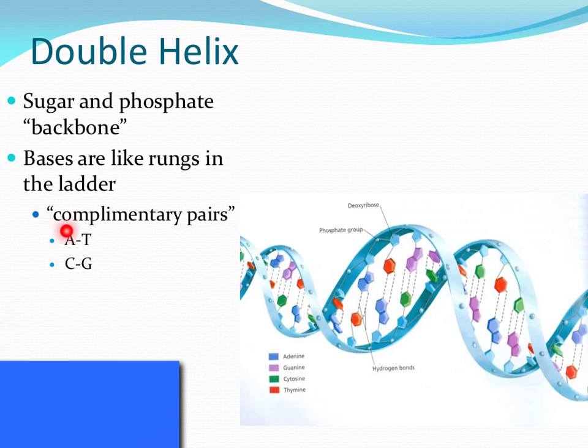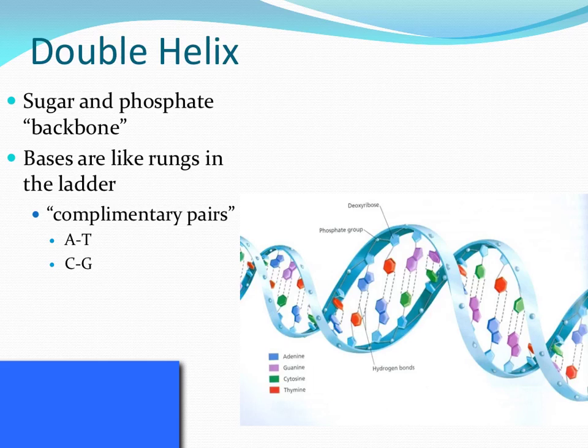Really, really super important is the way that these bases pair together. They pair in what are called complementary pairs. They complement each other. A always pairs with T, adenine always pairs with thymine, and cytosine always pairs with guanine. And that has to do with their chemical structure. If you look, you've got thymine in red right here, and adenine in blue. You've got a single ring paired with a double ring.